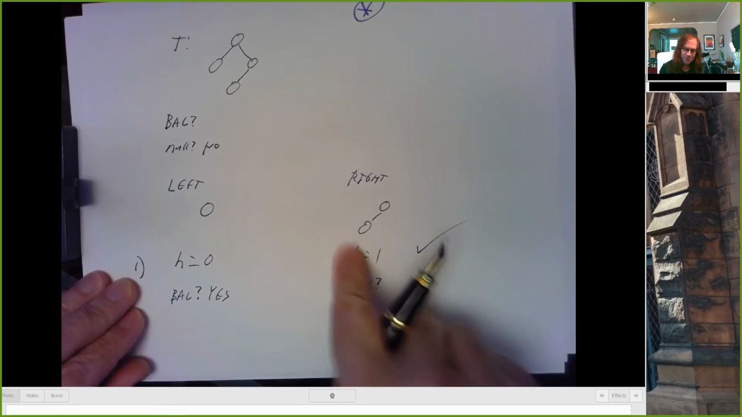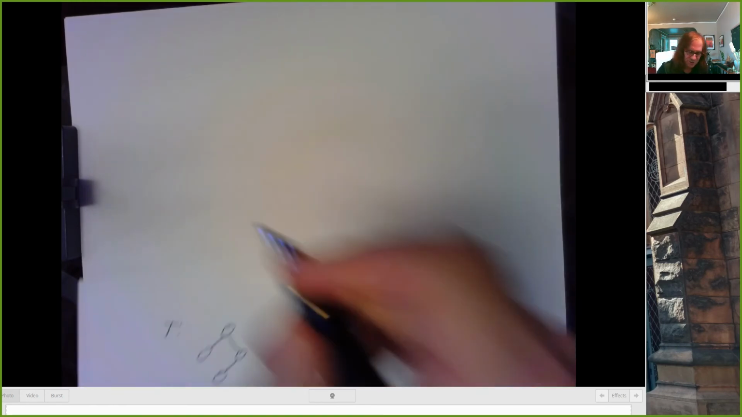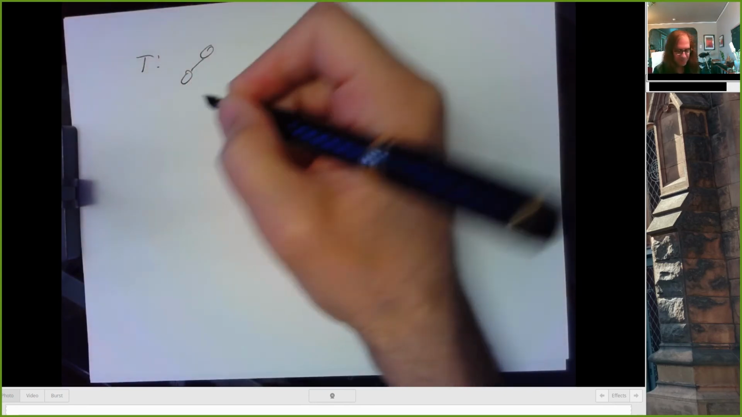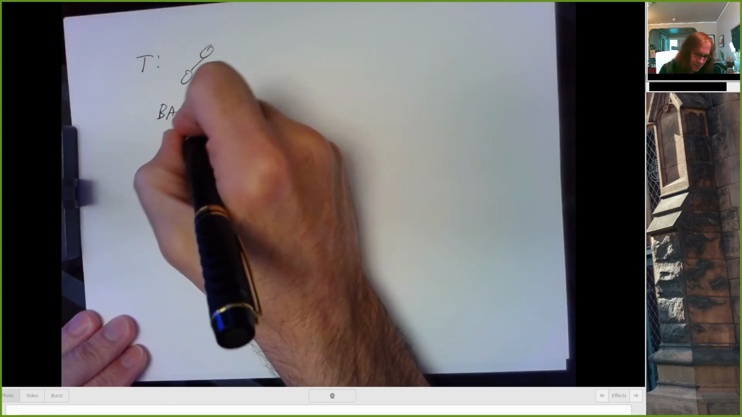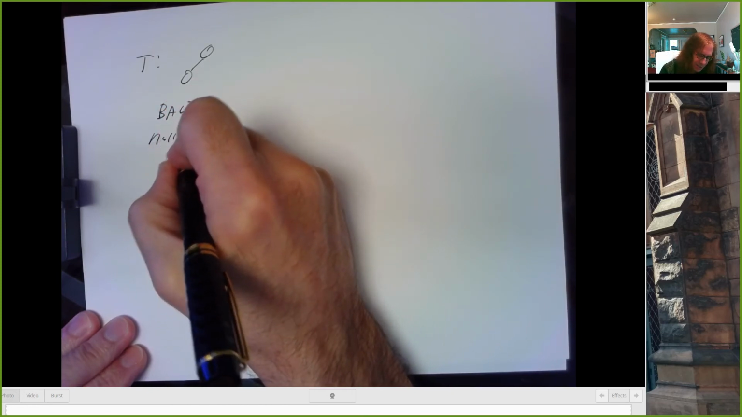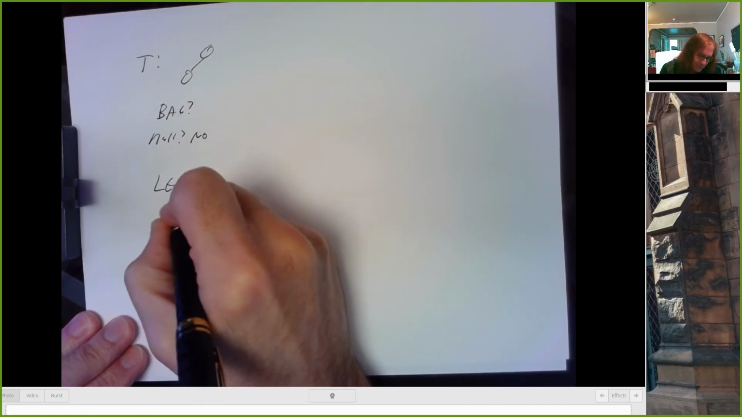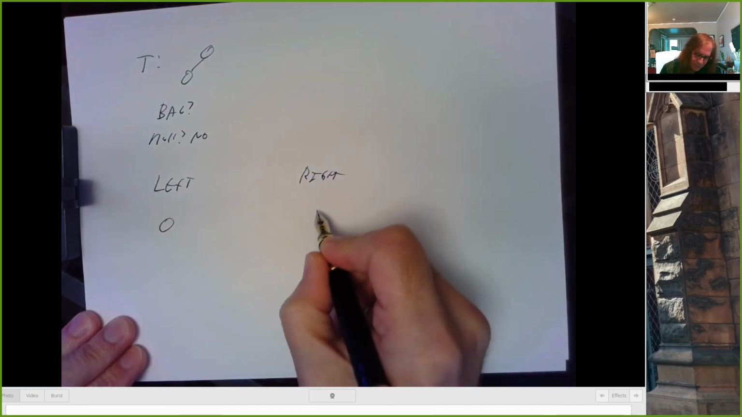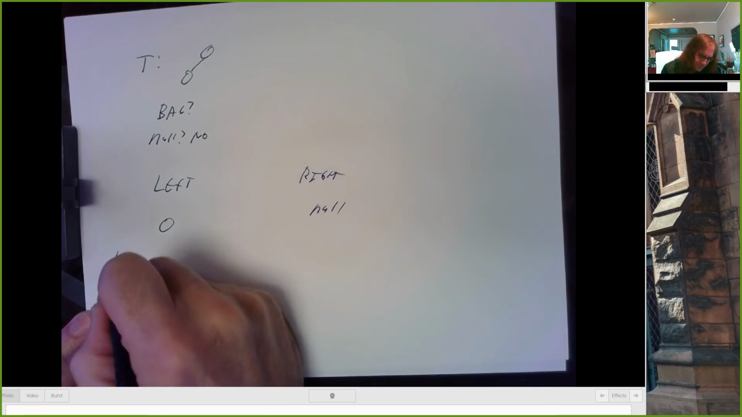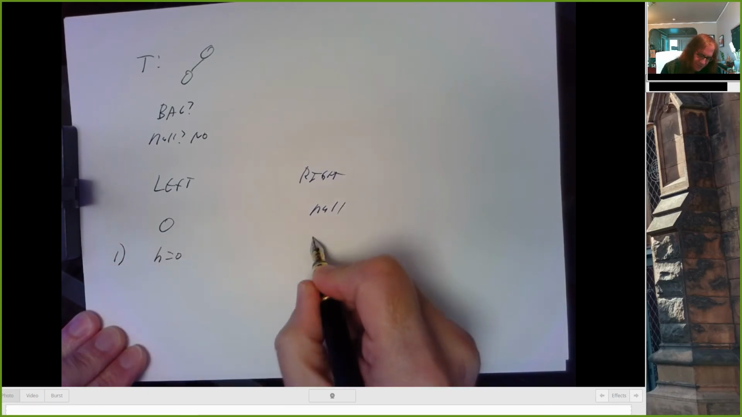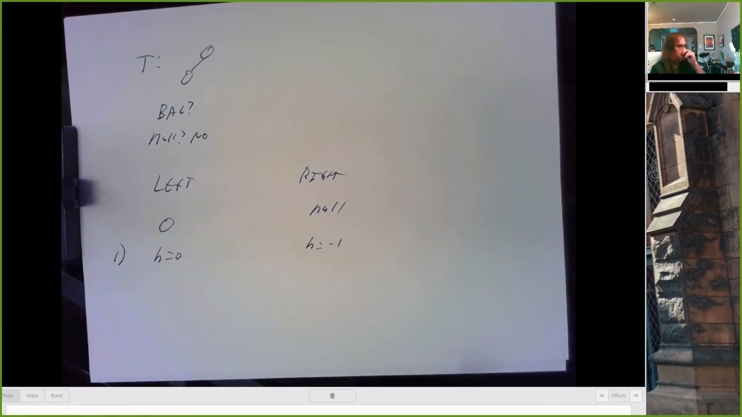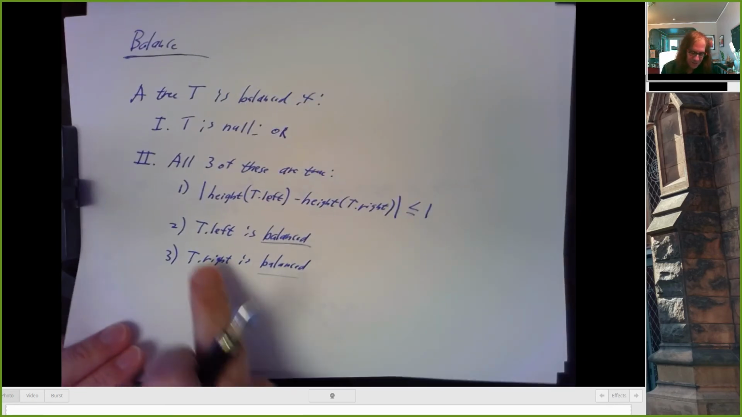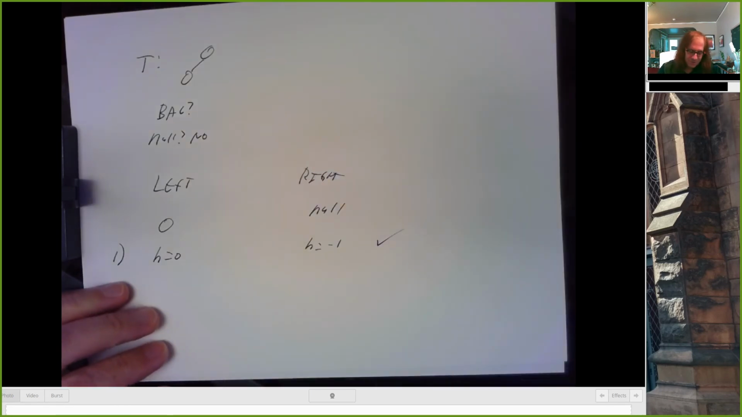Now we need to know if this tree is balanced. So we're going to call our balance function with the following tree and ask if it's balanced. Is it null? No. So let's look at the left and the right subtrees. The left subtree is this, the right subtree is null. Criteria 1, the height of this is 0, the height of this is -1. Those heights differ by no more than 1, so criteria 1 is satisfied. So now we need to know if these subtrees are balanced.